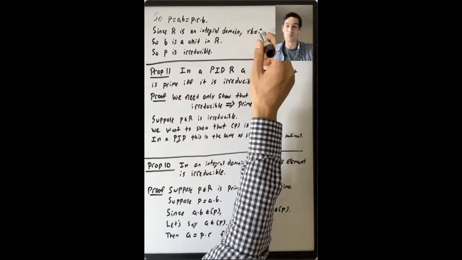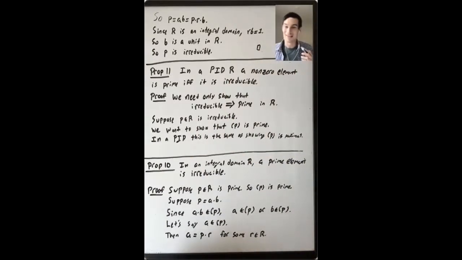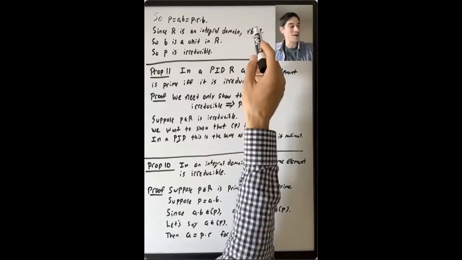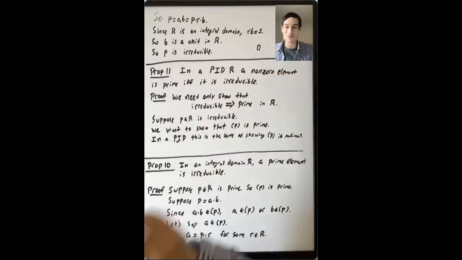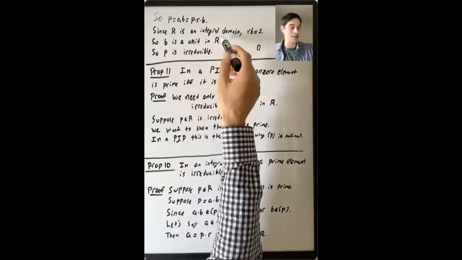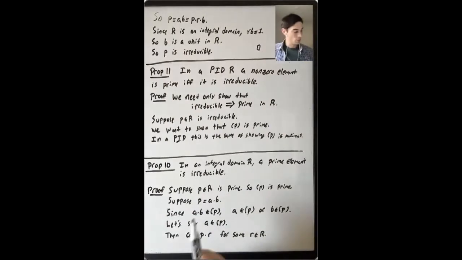RB equals 1. And we're in a commutative ring. So RB equals 1, BR equals 1. That means that B is a unit in R. So what did we show? We supposed that we could factor P as a product of two things in the ring, and then we proved that one of those things has to be a unit. And that proves that P is an irreducible element in the ring.